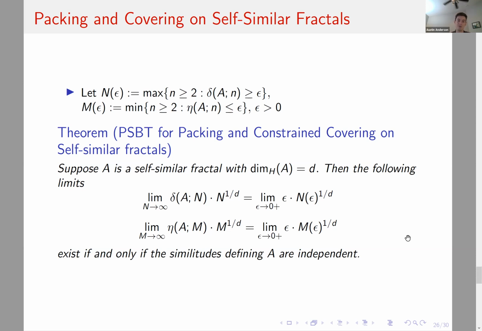In view of these two distribution functions, if we're considering a self-similar fractal with Hausdorff dimension d, then the following limits, our usual best packing asymptote and the limit as epsilon goes to 0 from above of epsilon times this distribution function raised to the 1/d, and the analogous covering limits, each exist if and only if the similitudes defining A are independent. So if these similitudes are independent, each of these limits exists and they're equal, line by line. And if they are dependent, then the limits will not exist.